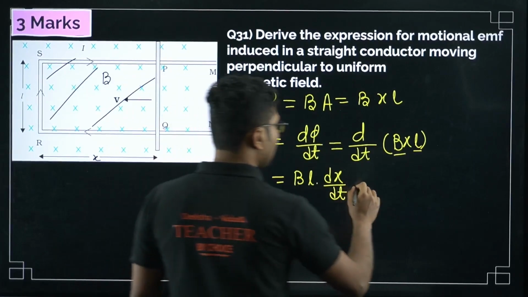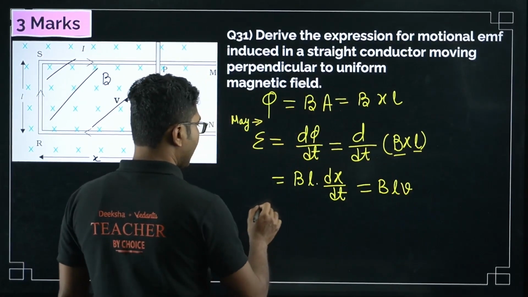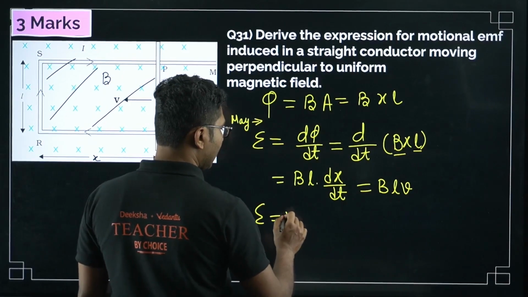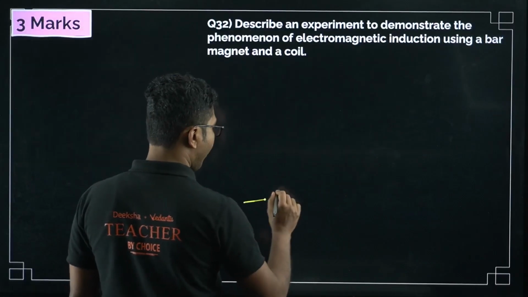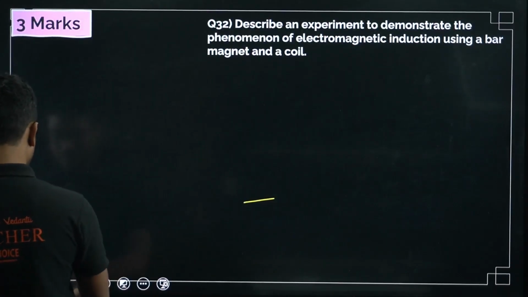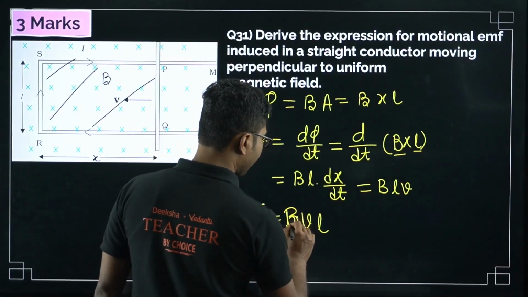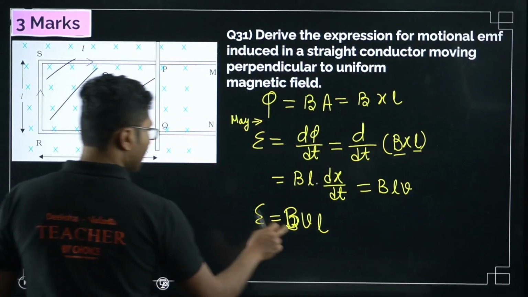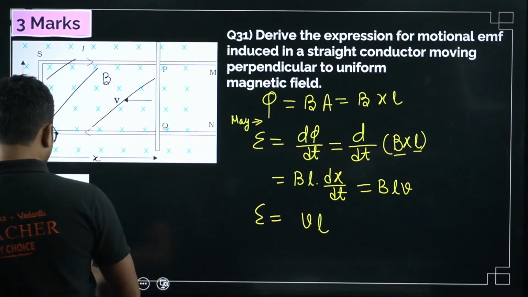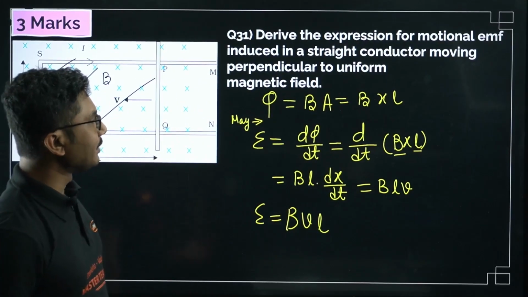So it is B L into V, or epsilon induced is B V L. So BVL is the induced EMF in this case. This is a very common derivation. If you do it this way, the way I have shown you is very simple and easy.